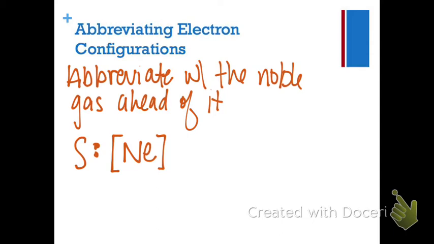So after neon, we come down here to, we need to fill what orbitals? 3s. We need to fill 3s, and it holds 2. And then we go over to 3p, and we count to sulfur: 1, 2, 3, 4. So sulfur has 4 of its outermost electrons in p orbitals.